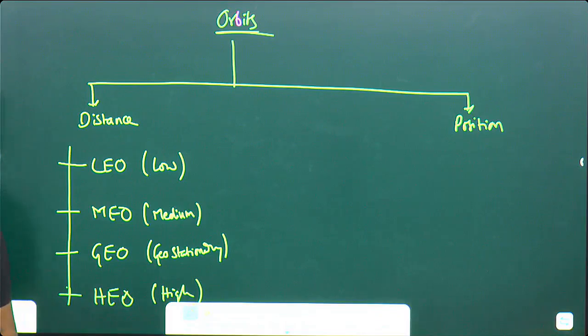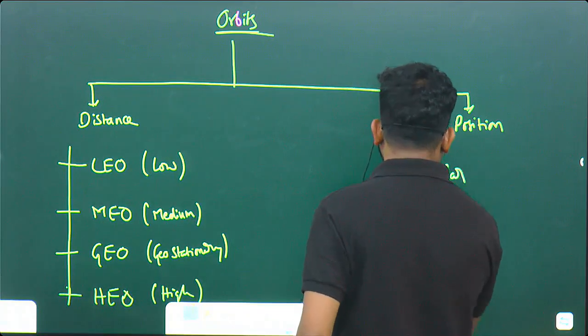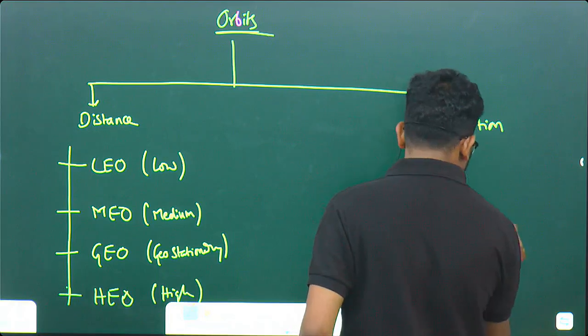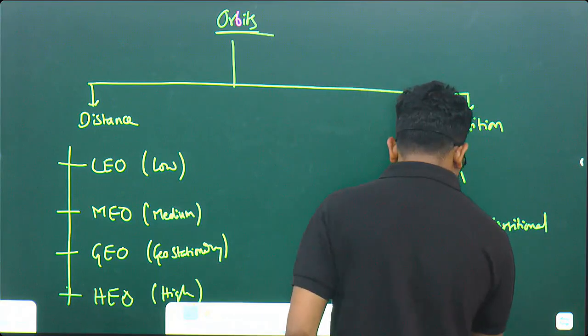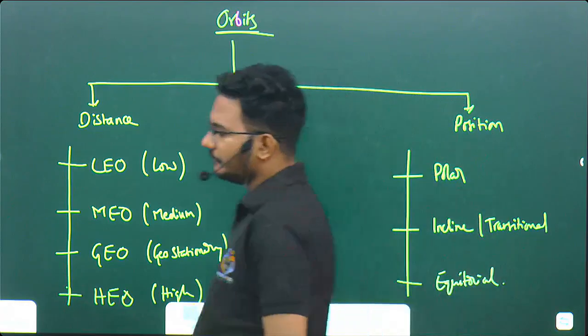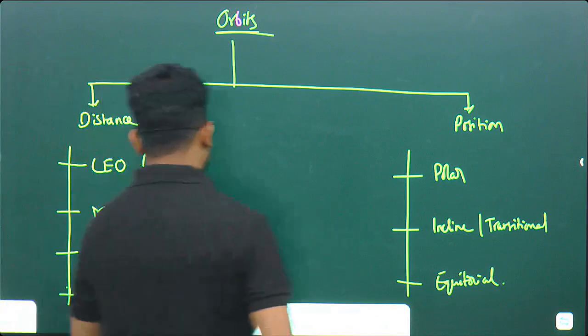Done. Now based on the position: polar, inclined or transitional, and equatorial. Done. Okay, now let's see what all these things are.